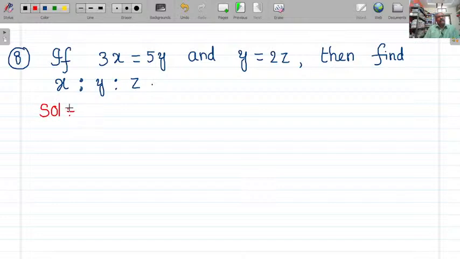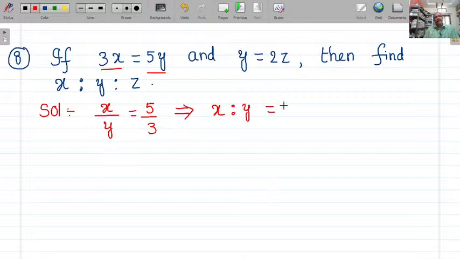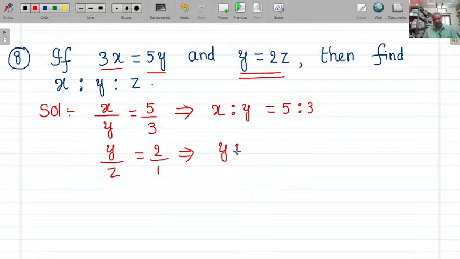See, my dear students, 3x is equal to 5y. Can I write like this? x by y equals 5 by 3. That implies x is to y is equal to 5 is to 3. I hope it's very clear to you. Next, from this, y by z equals 2. 2 can be written as 2 by 1 for our convenience. So y is to z is equal to 2 is to 1.